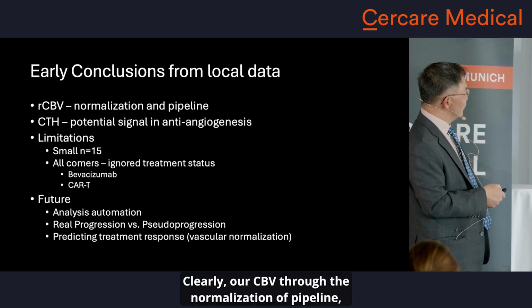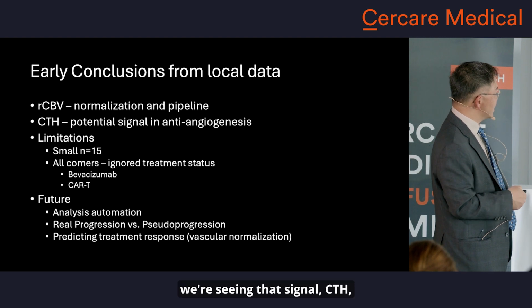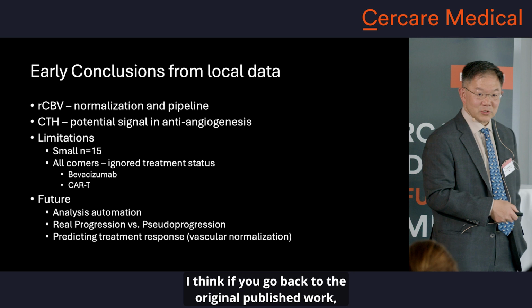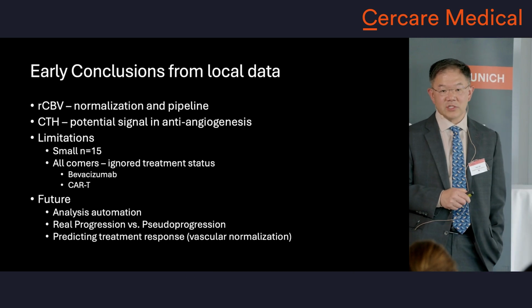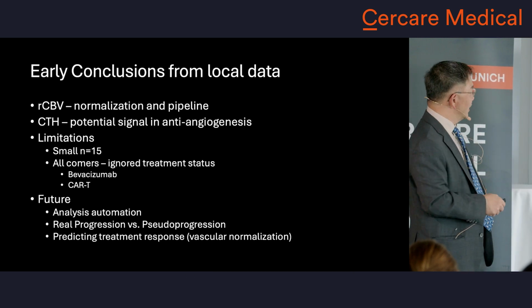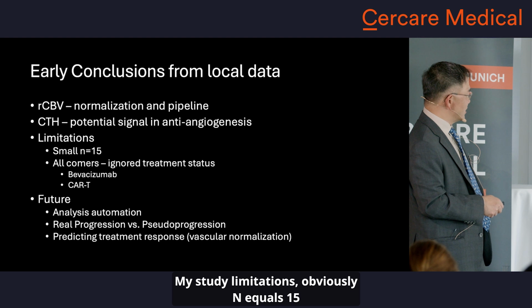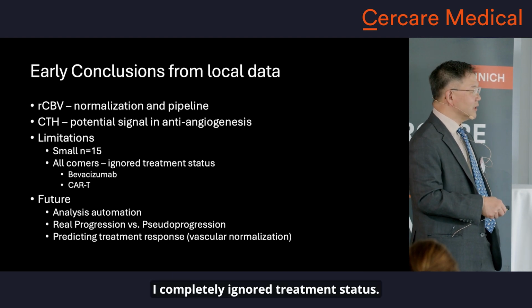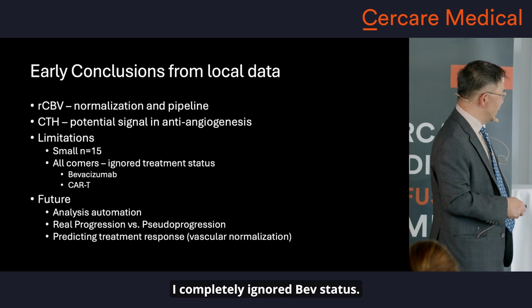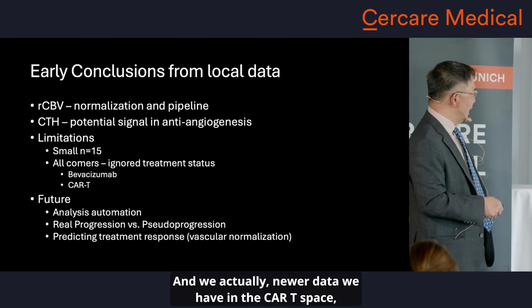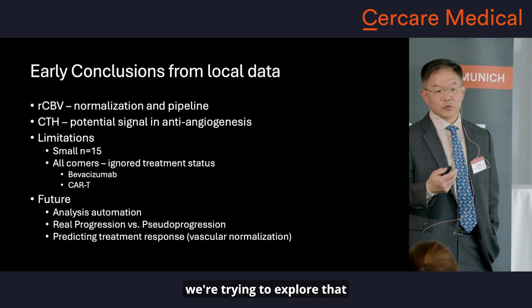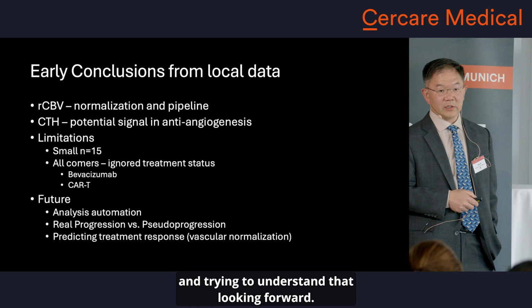Clearly, RCBV, through the normalization of pipeline, we're seeing that signal. CTH, we can see that potential signal. I think if you go back to the original published work, there's some fascinating conversations about bevacizumab and that story. My study limitations, obviously, n equals 15 is very small, all comers. I completely ignored treatment status. I completely ignored Bev status. And we actually have newer data in the CAR T space, that's a whole long story in and of itself. We're trying to explore that and trying to understand that looking forward.